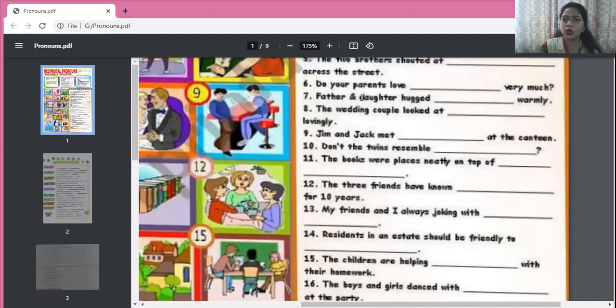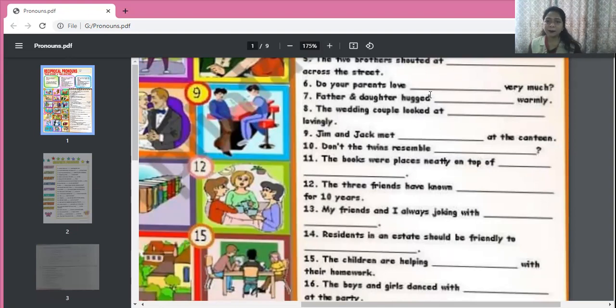Do your parents love dash? Parents are two. So do your parents love each other? Father and daughter, two people, father and daughter hugged each other. The wedding couple looked at dash lovingly. So wedding couple means two people. So the wedding couple looked at each other. Jim and Jack met dash at the canteen. So Jim and Jack met each other. Don't the twins resemble each other? Twins, two people. Don't the twins resemble each other?